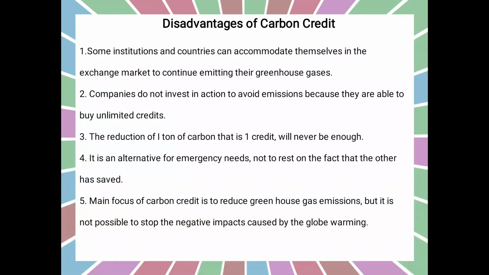Disadvantage of carbon credit. Some institutions and countries accommodate themselves in the exchange market to continue emitting their greenhouse gases. Companies do not invest in action to avoid emission because they are able to buy unlimited credits. The reduction of 1 ton of carbon, that is 1 credit, will never be enough. It is an alternative for emergency needs, not to rest on the fact that others have saved. The main focus of carbon credit is to reduce greenhouse gas emissions, but it is not possible to stop the negative impact caused by global warming.